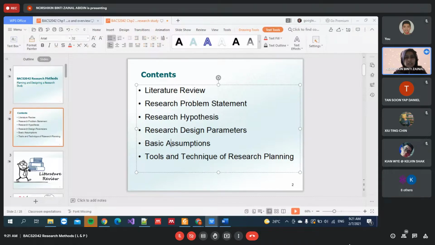And then basic assumption. Basic assumption is related to your hypothesis, any assumptions at the early stage of your research that you want to see the result of. Then tools and technique of research planning. These are the aspects in a research. So then we move to the first one.